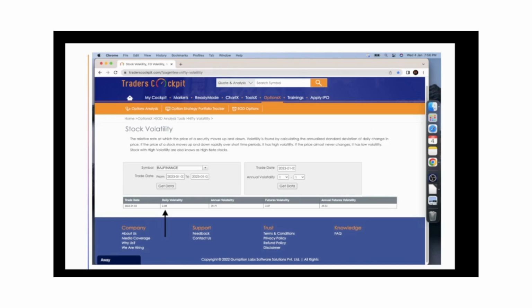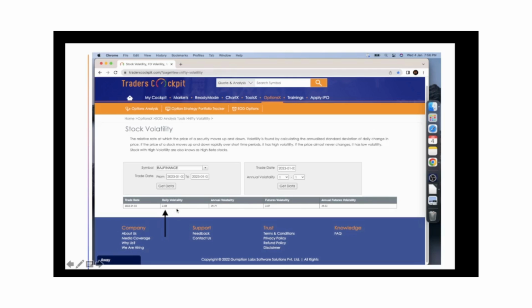You can simply type your stock at the symbol, and then you can get the data here with the daily volatility, N1 volatility, and future volatility. So you have to just focus on daily volatility as of now in the chart, which is around 2.08.